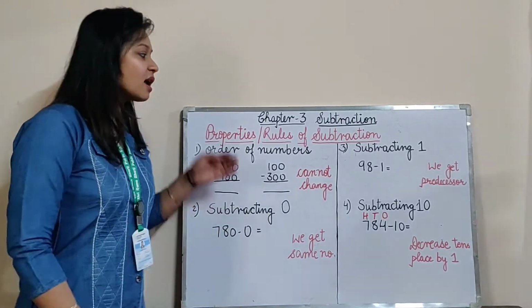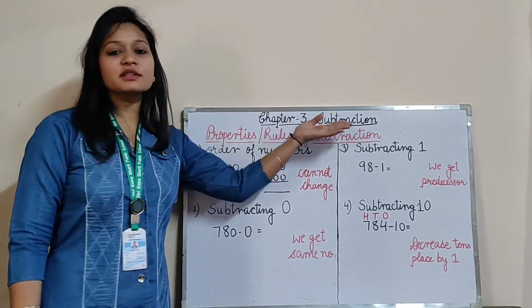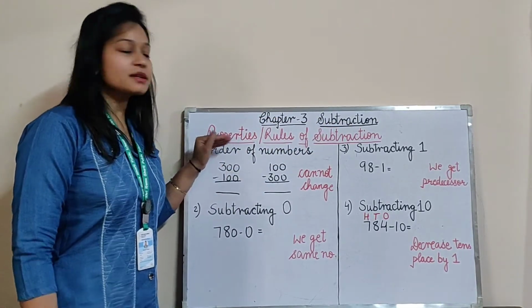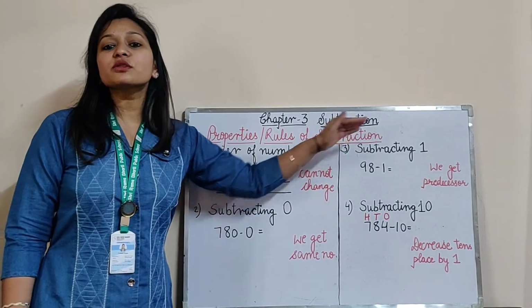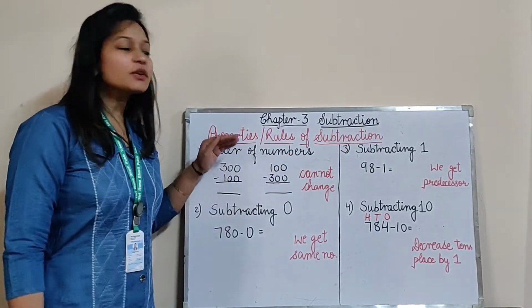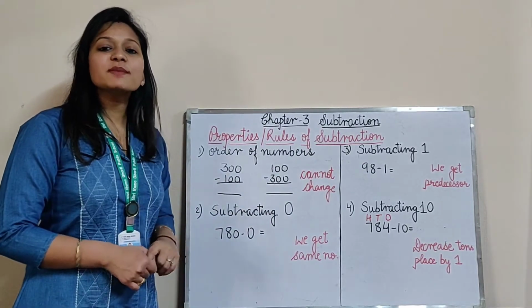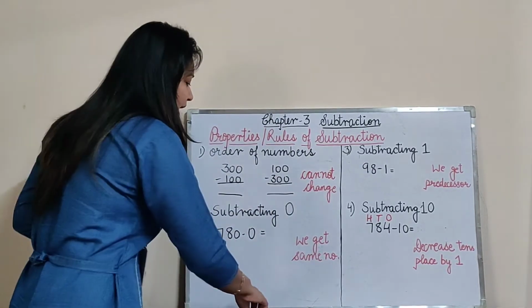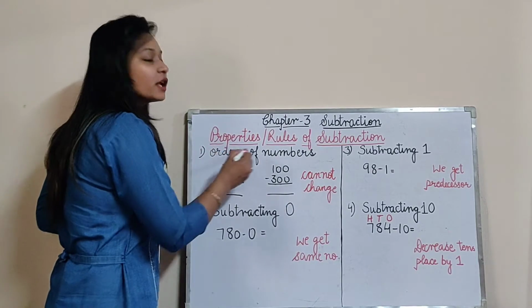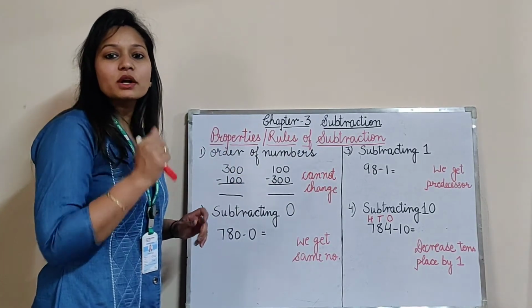I am Vishali Gupta and we will be starting again our third chapter, and today's topic is properties or rules of subtraction. Our topic for today is properties or rules of subtraction. There are some rules and properties to be followed while doing subtraction, and the first one is order of numbers. What is order of numbers?